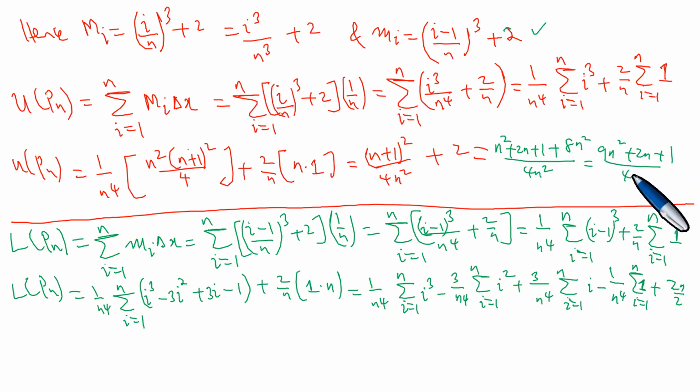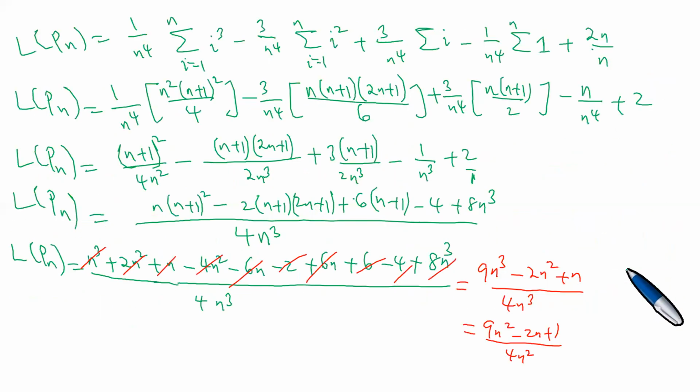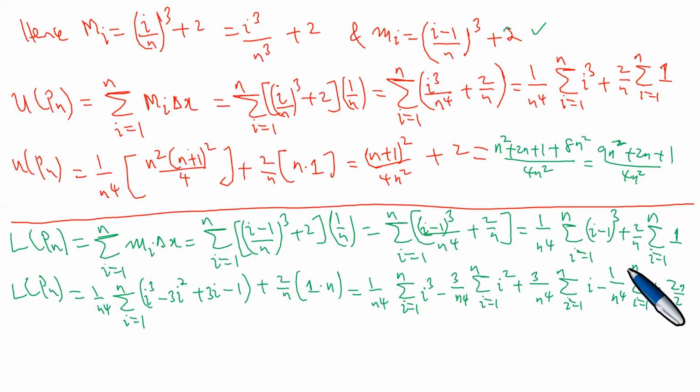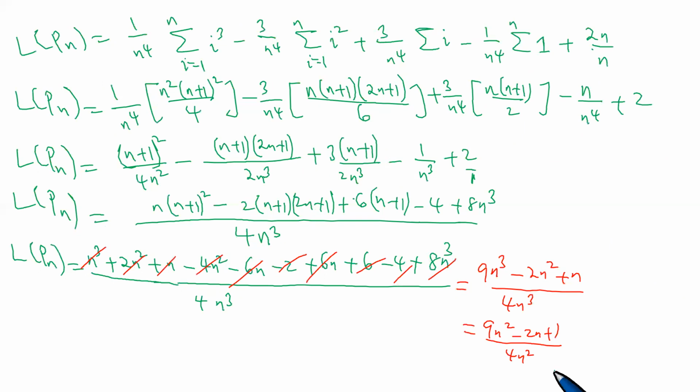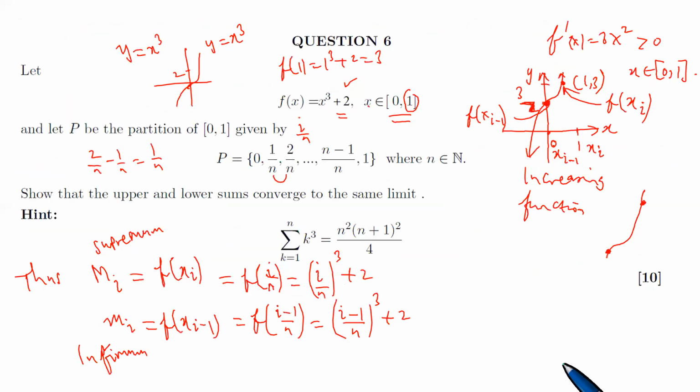Divide everything by 4n squared. Okay. Nine n squared plus 2n plus 1 over 4n squared. So yes, these things are correct. This one is just that it's plus 2n in the middle, and this one is minus 2n. So yeah, they're both correct. Show that the upper and lower sums converge to the same limit.